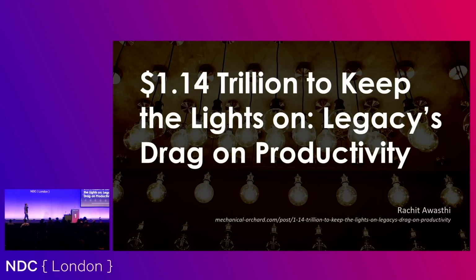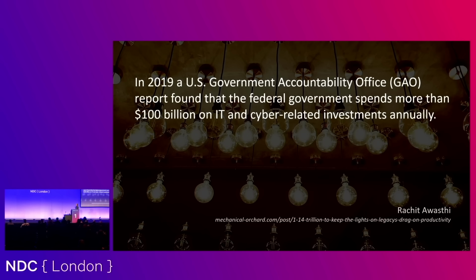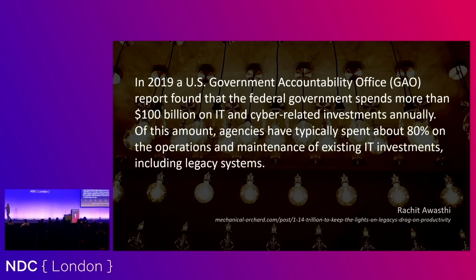So I stumbled across this article. I think it was published last year. Over $1 trillion to keep the lights on. Legacies drag on productivity. Whew, this is big numbers. Okay. 2019, US Government Accountability Office report found that the federal government spends more than $100 billion on IT and cyber-related investments annually. Okay, big numbers. Of this amount, agencies have typically spent about 80% on the ops and maintenance of existing IT investments, including legacy systems. That's a pretty hefty proportion of existing stuff, not new stuff, existing stuff.